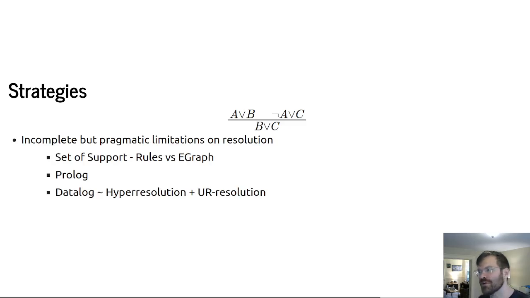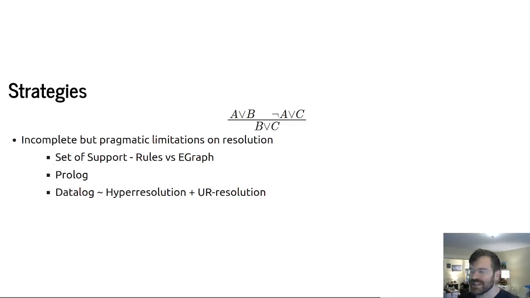In particular, what I'm referring to is something called the set of support strategy, where you have these active and passive rules, and the passive rules, I believe, aren't allowed to infer amongst themselves. They only allow an inference when it's active against active or active against passive. And the passive here would correspond to the equality saturation rules, and the active would correspond to the eGraph itself.